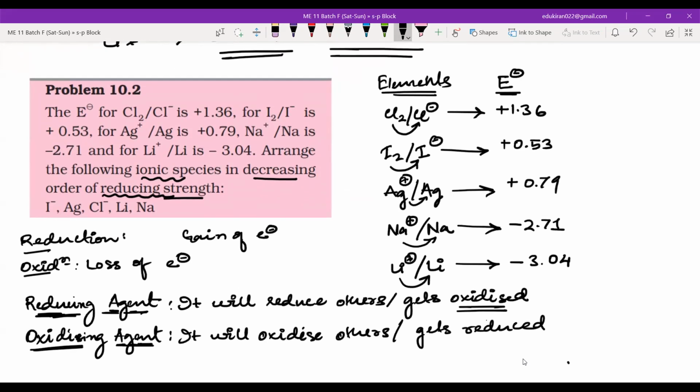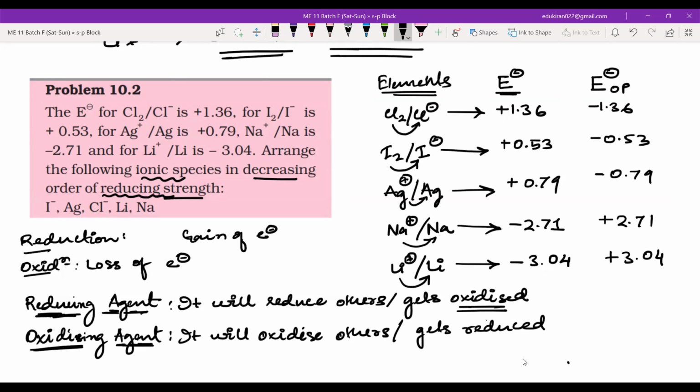So what I have to do is, whatever this E naught is, I have to tell about the oxidizing power. These are the reducing power. I have to tell about the oxidizing power. So from reduction to oxidation, change the sign. Minus 1.36, minus 0.53, minus 0.79, plus 2.71, and plus 3.04.